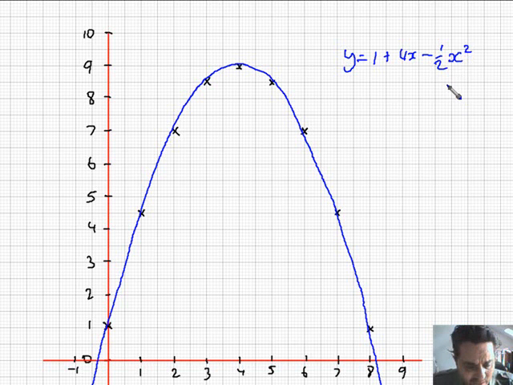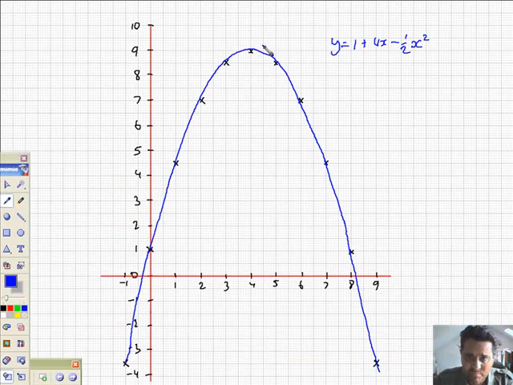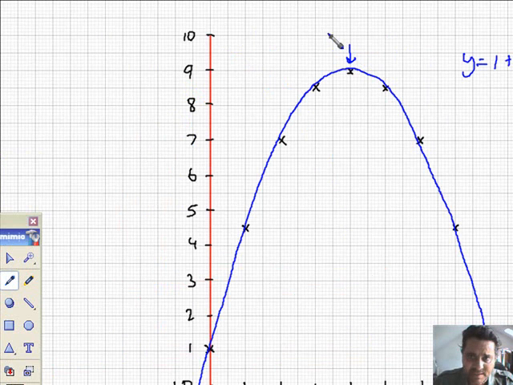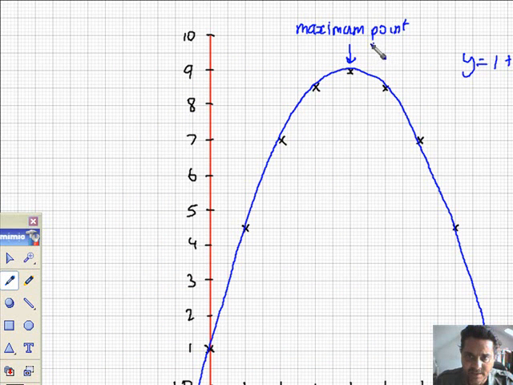Now, write down the coordinates of its maximum point. Well, that's the point where it peaks. So let me just label that point there as the maximum point. And the coordinate is going to be 4, 9. There it is. Very clear. 4, 9. Right, that's the max.